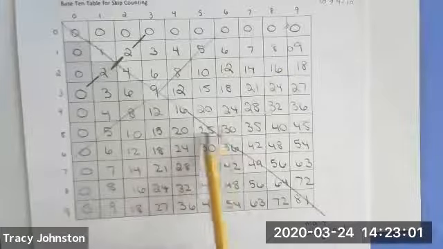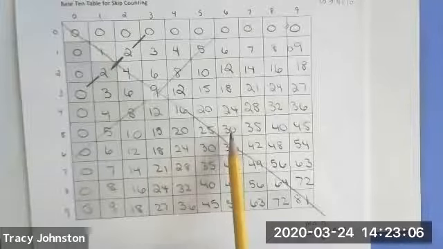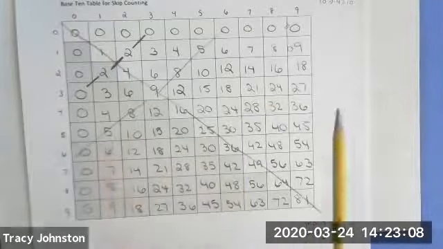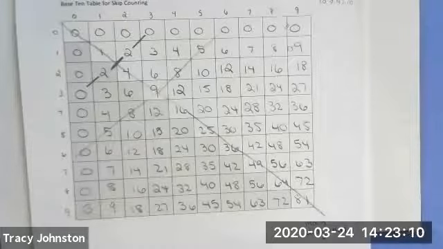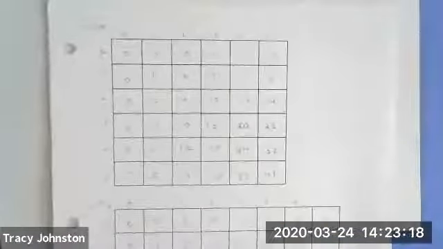Every 2 skips of 5 bring us to another long, and that is because 5 is half of the base that we're in, which is 10. So let's look at base 6 and see if those same patterns hold.